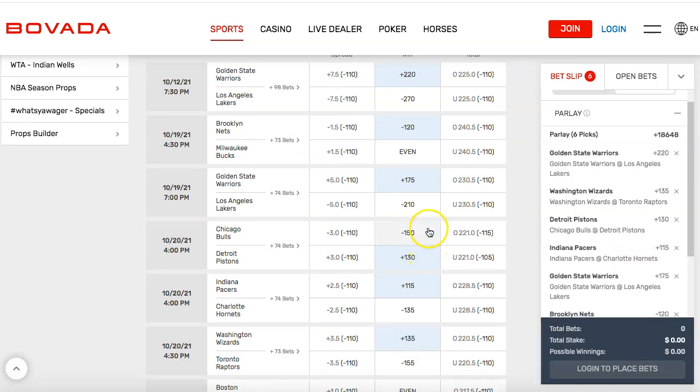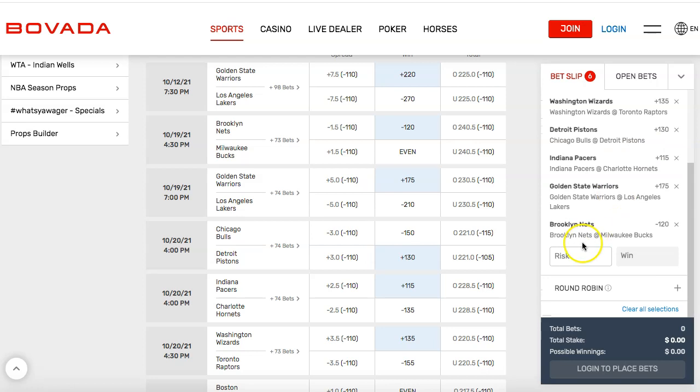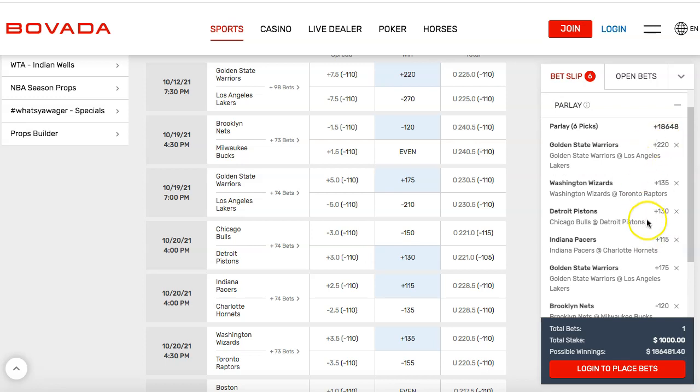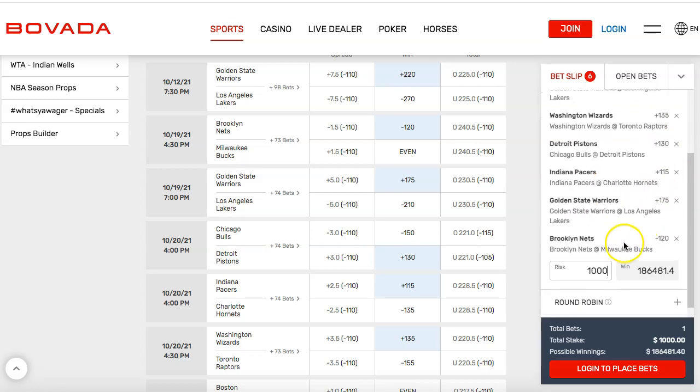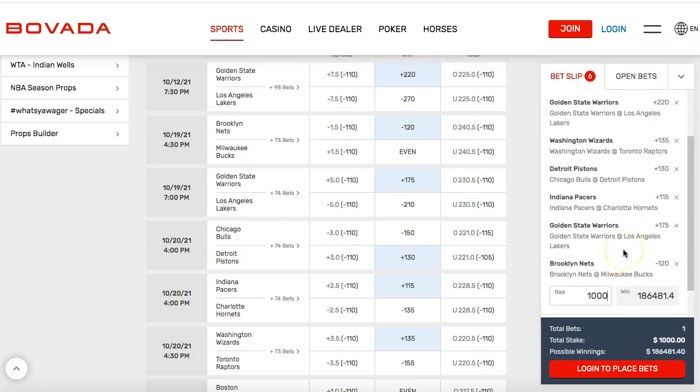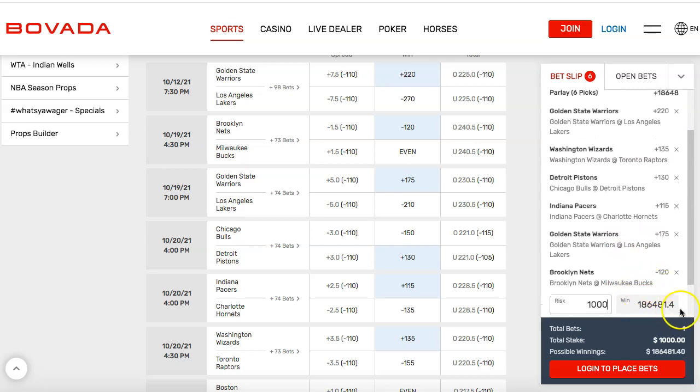Now, if you hit all 6 of these, you're at plus 18,648. So you would make 186 times your money, I believe. So if you risk 1,000, you make $186,000. Yes, you actually make that. And guys, it's a little bit harder to hit than it looks like. So you might be looking at this like, oh, 6, I can do that. It's pretty hard to hit. Your chances of hitting this are very low. But that's why the payout is so big.